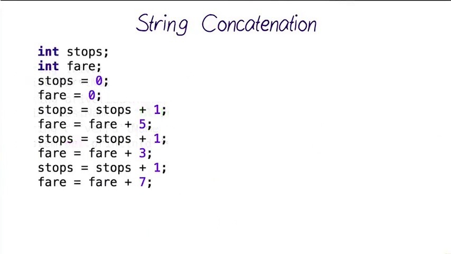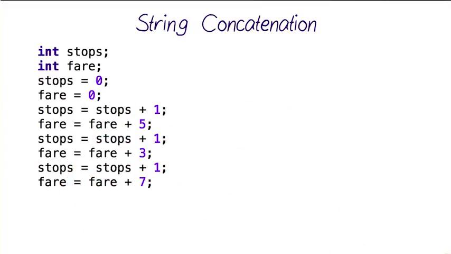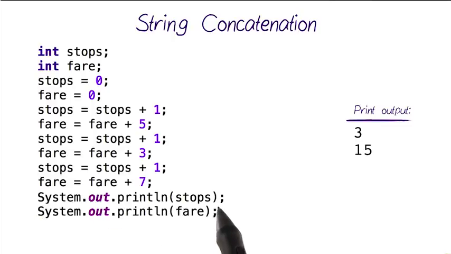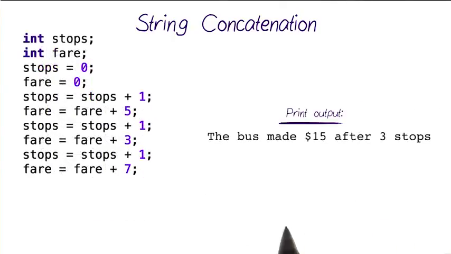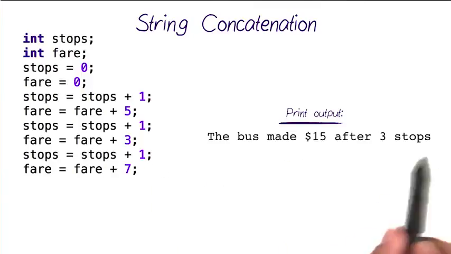Perfect. You can also use string concatenation to join strings with numbers. This trick is very handy when printing out some information using the println statement. Remember this example where we declared the stops and fare variables and we kept on updating them? Well, if we wanted to print out the variable stops and fare, we can just add two different println instructions and the output would be 3 and 15, like so. But what if we wanted to print out something like this? The bus made $15 after 3 stops. A full sentence that has both the variables' values in it.